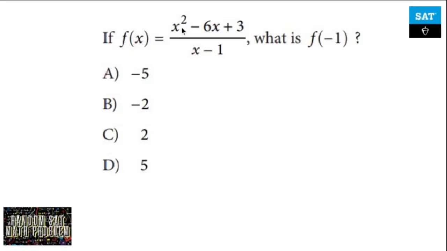If f of x equals x squared minus 6x plus 3 over x minus 1, what is f of negative 1? Well, this is basically just saying, look at all these x's. Turn x into negative 1 and simplify.